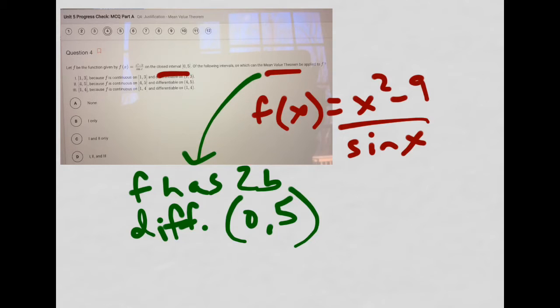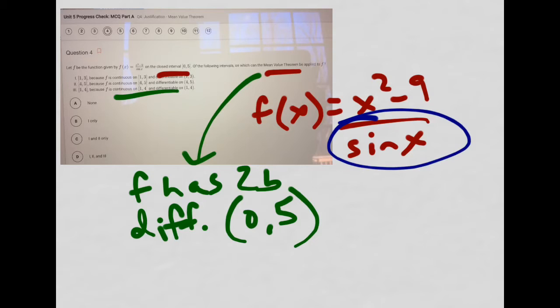So if you look at Roman numerals 1, 2, and 3, they talk about the function being continuous on a closed interval from 1 to 3 and differentiable on the open interval from 1 to 3, and so on. That makes sense. But for our function to be differentiable, f of x has to be differentiable everywhere. There can't be any sort of discontinuity.